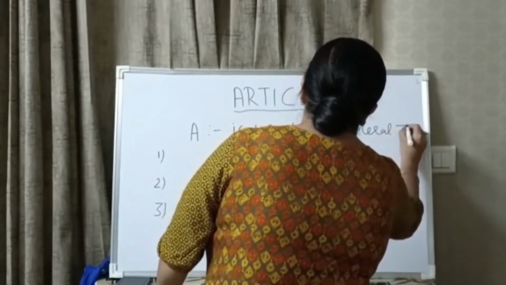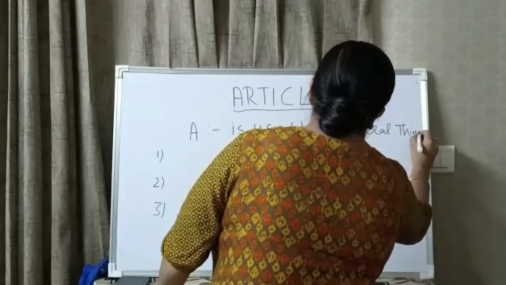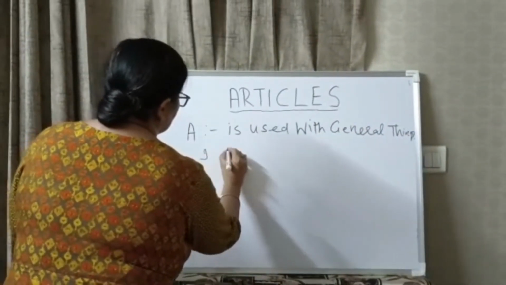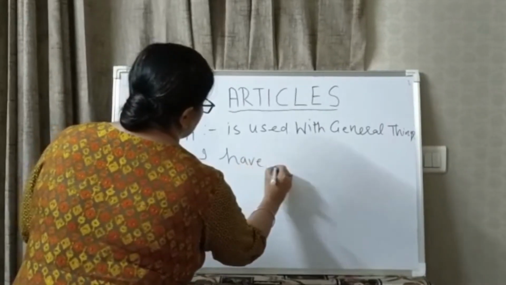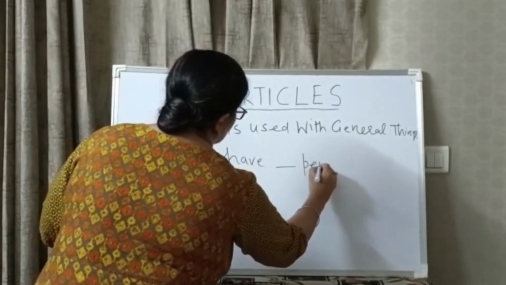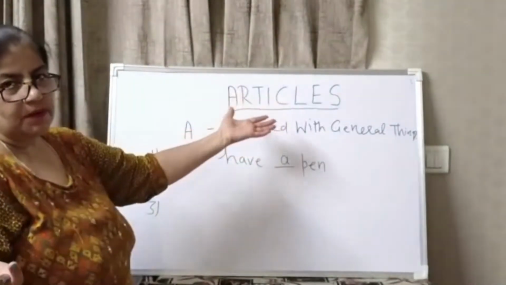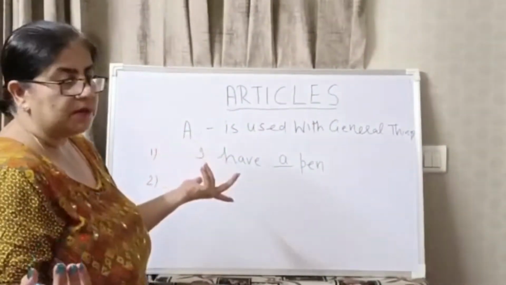For example, I have dash pen. Here we will write down A. I have a pen. तो ये कॉमन सा सेंटेंस है, इसमें कुछ स्पेशल बात नहीं है. मेरे पास एक पेन है, वो किसी के पास भी हो सकता है, ठीक है.